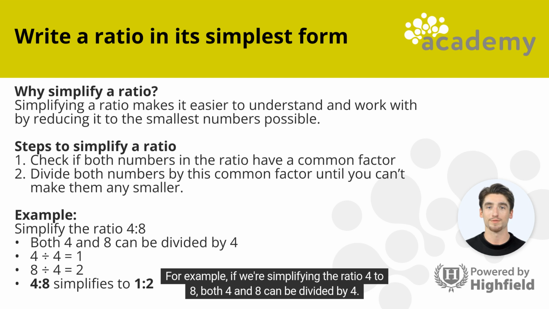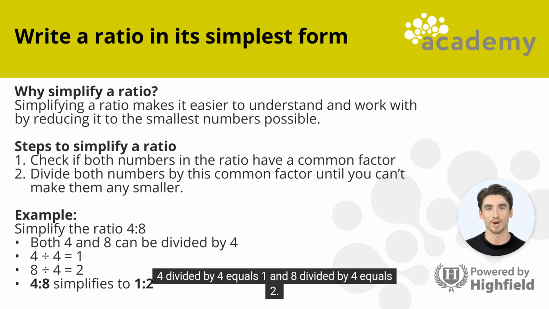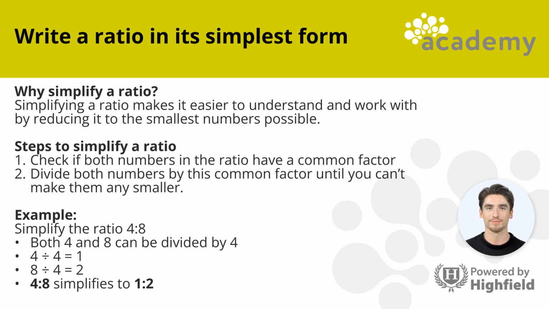For example, if we're simplifying the ratio 4 to 8, both 4 and 8 can be divided by 4. 4 divided by 4 equals 1 and 8 divided by 4 equals 2. So 4 to 8 simplifies to 1 to 2.